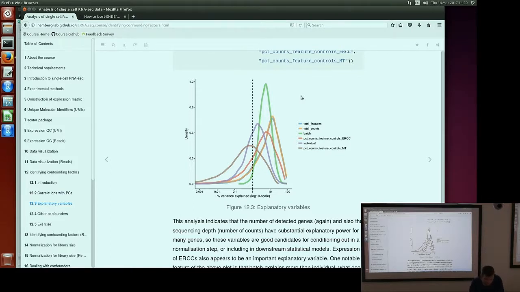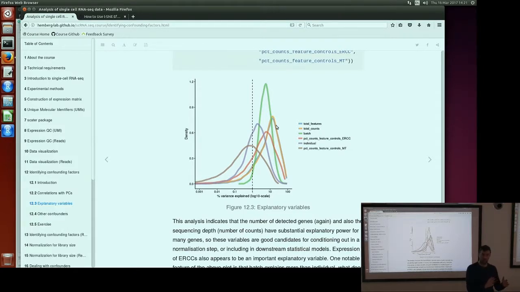And so you can see this dotted line is at 1%, so we're interested in what's happening up this end, so what variables, for example, explain more than 10% of the gene expression variance for a large proportion of genes. And so density curves that have a mode and are skewed towards the right-hand side, that's saying that this variable marginally explains a lot of variation for a lot of genes.